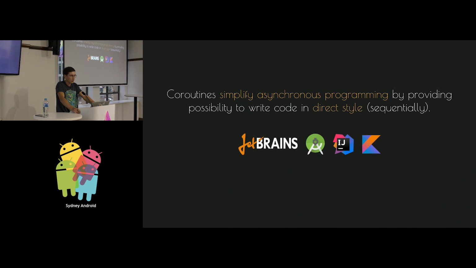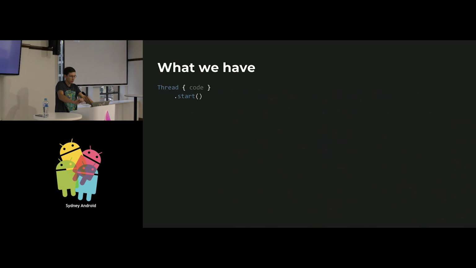So let's get started. First of all, what are coroutines? Think about coroutines as lightweight threads, but the main feature of Kotlin coroutines is actually the possibility to write asynchronous code in sequential, direct style. So why were coroutines introduced? To answer this question, let's take a look at what asynchronous APIs we currently have.